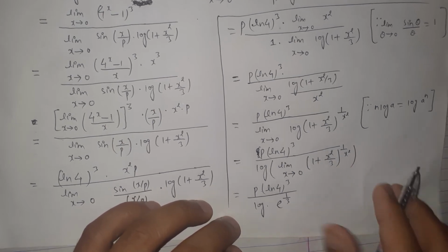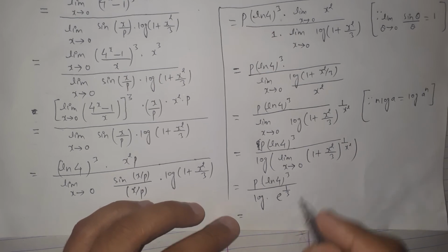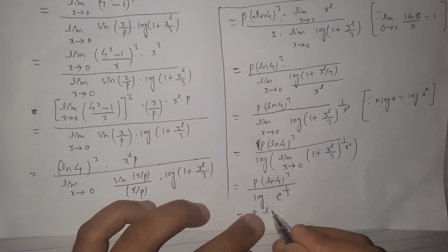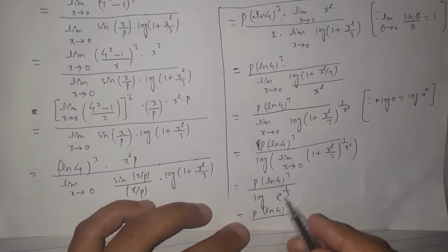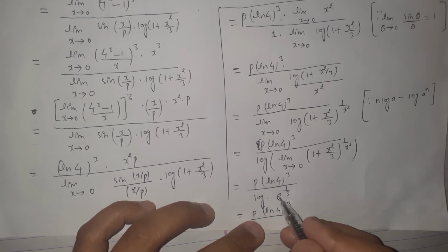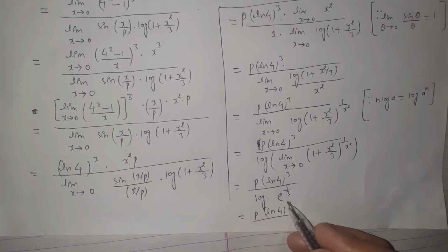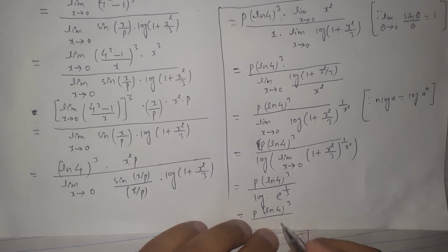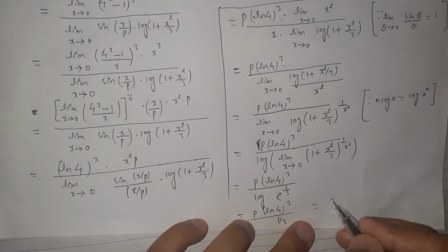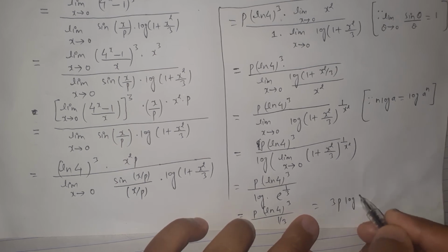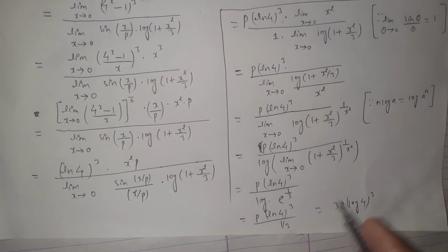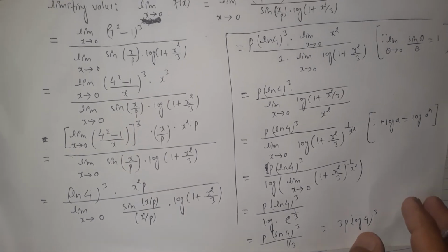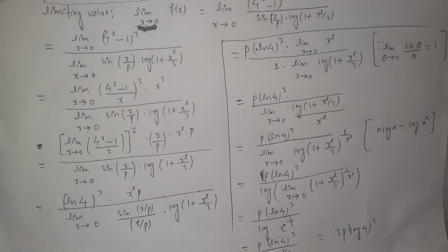It is by the definition of the Euler number, and this can be further written as p ln of 4 to the power q over 1 over 3. Here ln of E gives the value 1, so 1 over 3 in the denominator, and this can be written as 3 times p log of 4 to the power q. Here we calculate the limiting value as 3p log of 4 to the power q. This is a very lengthy question. Let's solve in the next page.